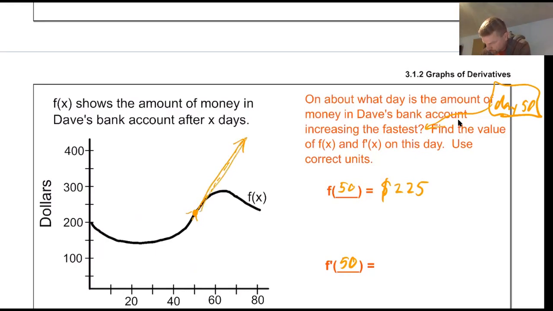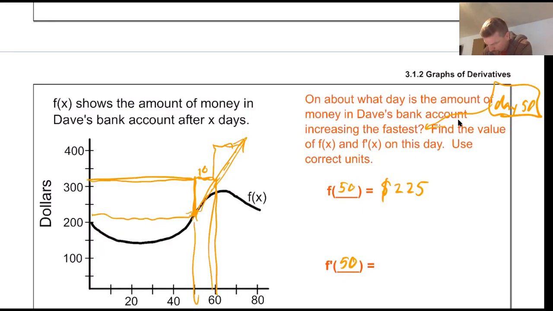Let's see if I can count a rise over run, like up and over, up and over. I'm roughly going over 10, right? So that looks like 10. And up from here to here, that looks like from 225 to, let's just say 325. That looks like up 100. So that's a slope of 100 over 10, roughly, which should be 10. And again, this is measured in dollars per day. At the most, his bank account was increasing at about $10 per day.